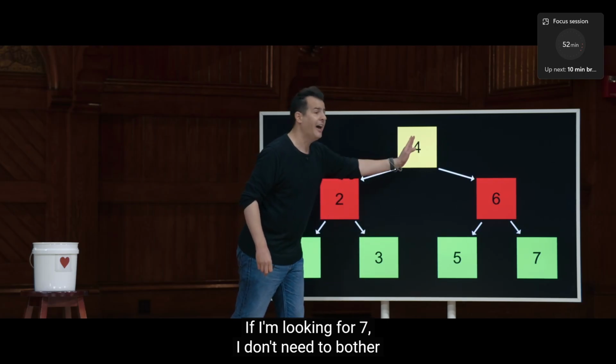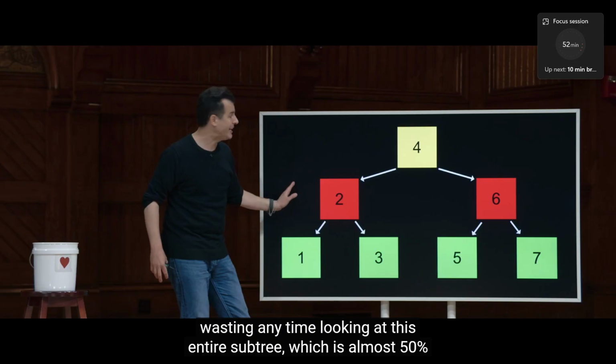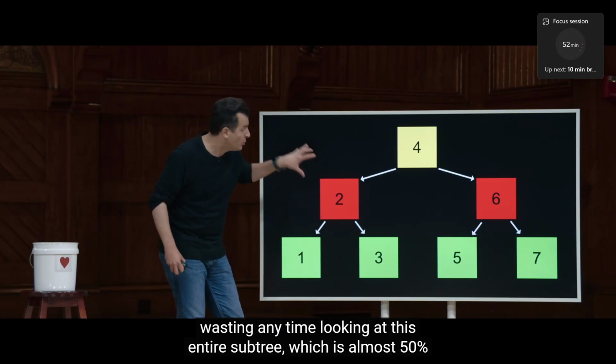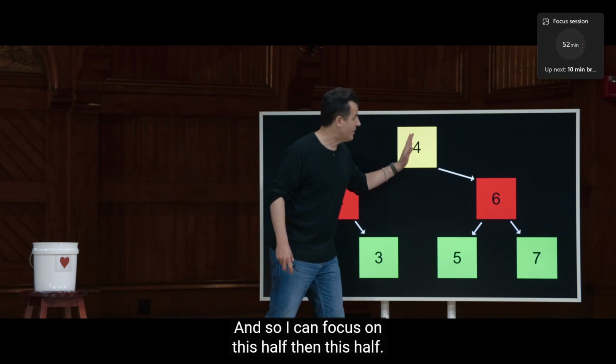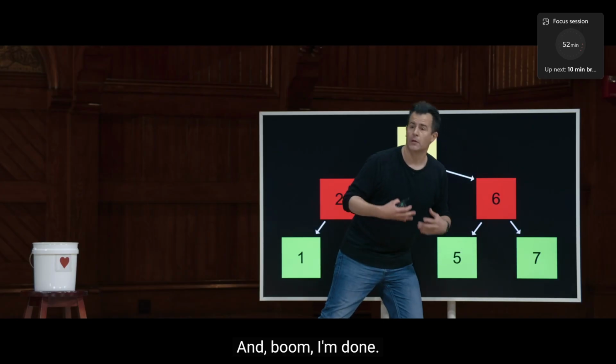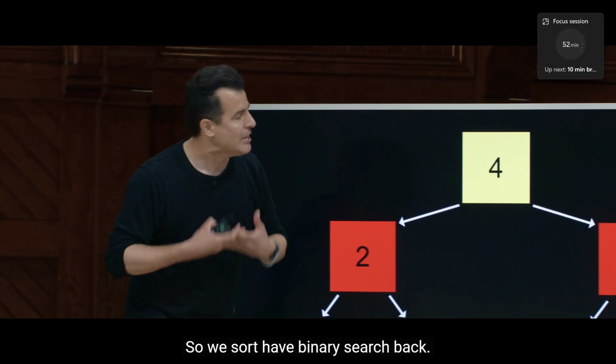If I'm looking for 7, I don't need to bother wasting any time looking at this entire subtree, which is almost 50% of the picture on the screen. And so I can focus on this half, then this half, and boom, I'm done. So we sort of have binary search back.